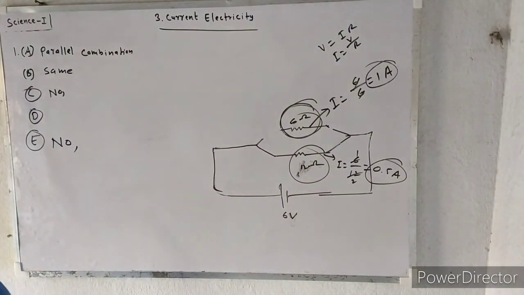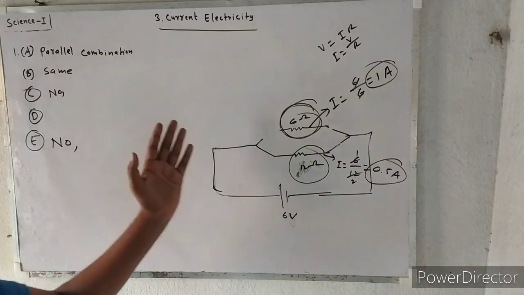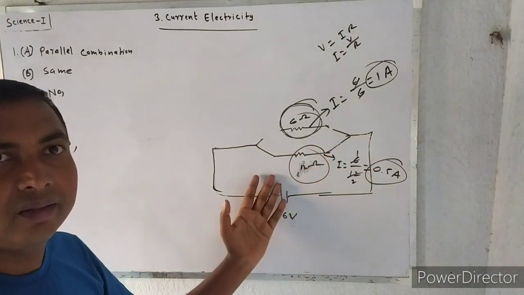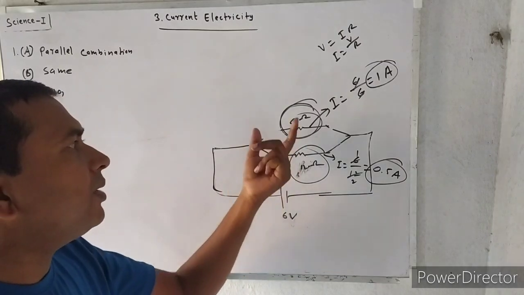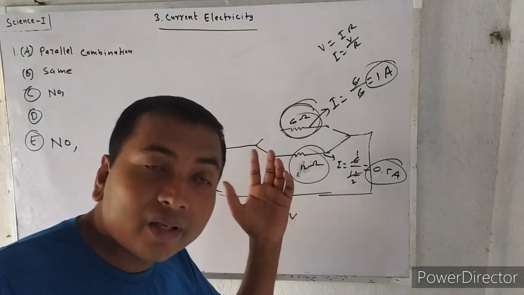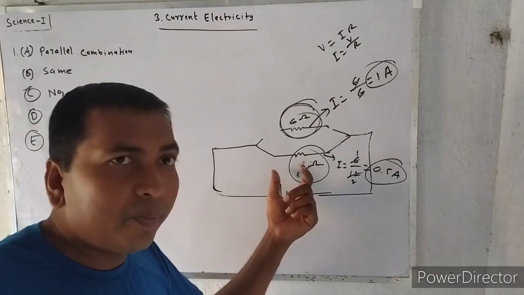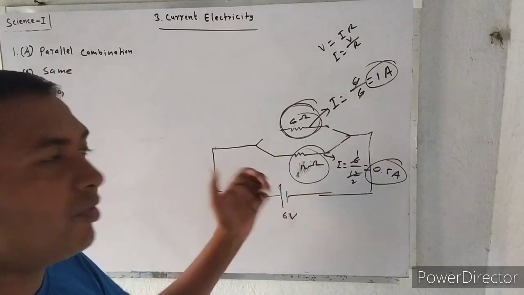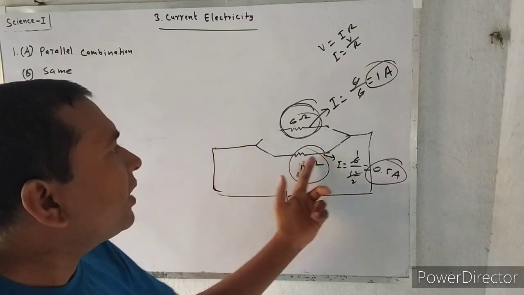The answer is no, the other devices will not stop working. Because current will flow through the other path. If the TV stops working, the other appliances will not stop. They will continue working. They will be in working condition. The reason is current will pass through the other appliances.